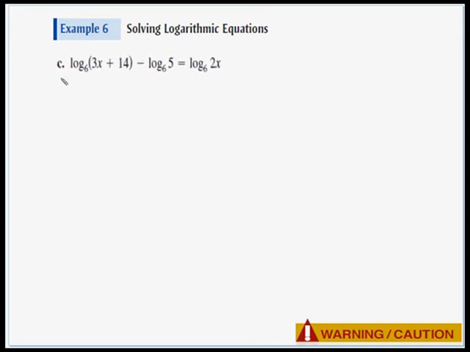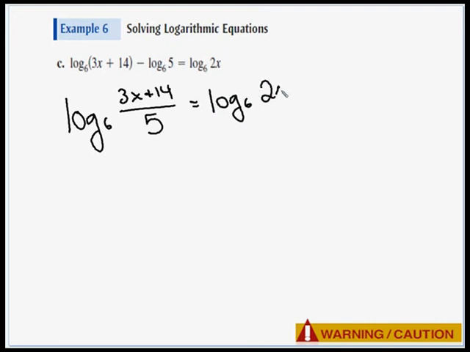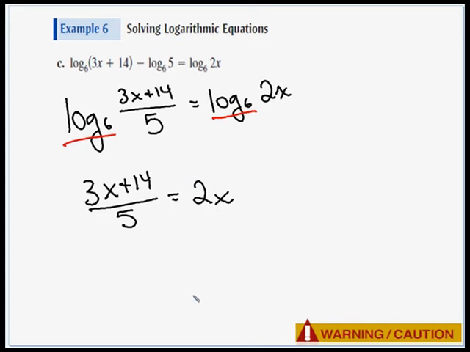We have log base 6 minus log base 6, so that tells us this is going to be a log of a quotient. Here's our numerator, 3x plus 14, divided by the denominator, 5, and that's equal to log base 6 of 2x. Now we can apply the one-to-one property. A log base 6 is equal to a log base 6, so we can ignore the log base 6's and just have 3x plus 14, all divided by 5, is equal to 2x.